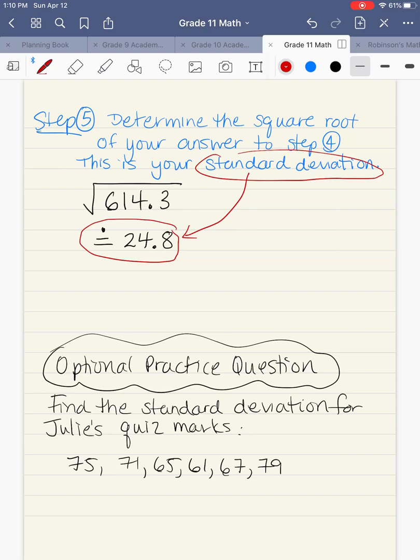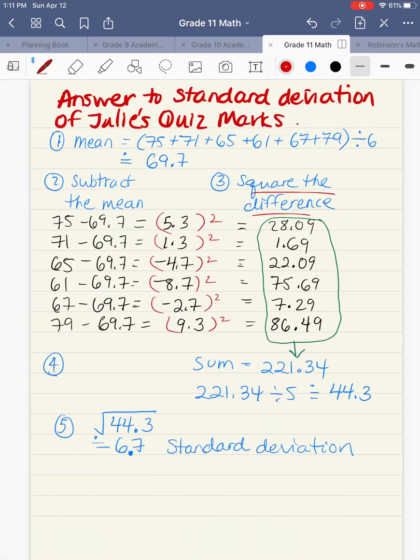Now, for an optional practice question, you're going to find the standard deviation for Julie's quiz marks. Okay, so you're going to pause the video. You're going to write down Julie's quiz marks on a piece of paper. Then you're going to rewind the video and go through all of the steps we did for Bob. And when you're done that and you feel like you've done that calculation, then you're going to come back and go over the answer. So I'm going to skip to the answer right now, but you should really pause first and do the calculations on your own.